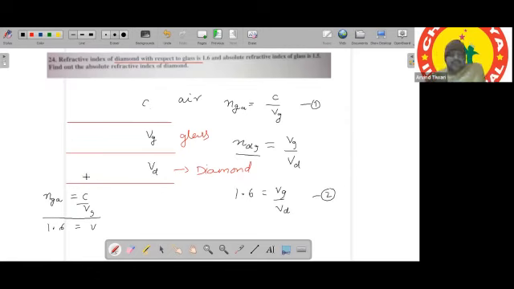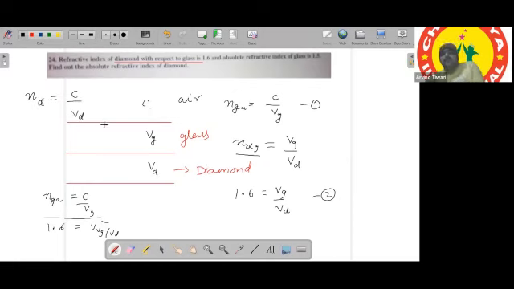We need to find out. Okay, so divide these two, then what you will get? You will get Vg by Vd, which we do not want. Actually, my aim is finding out the refractive index of diamond with respect to air. So I want C by Vd.